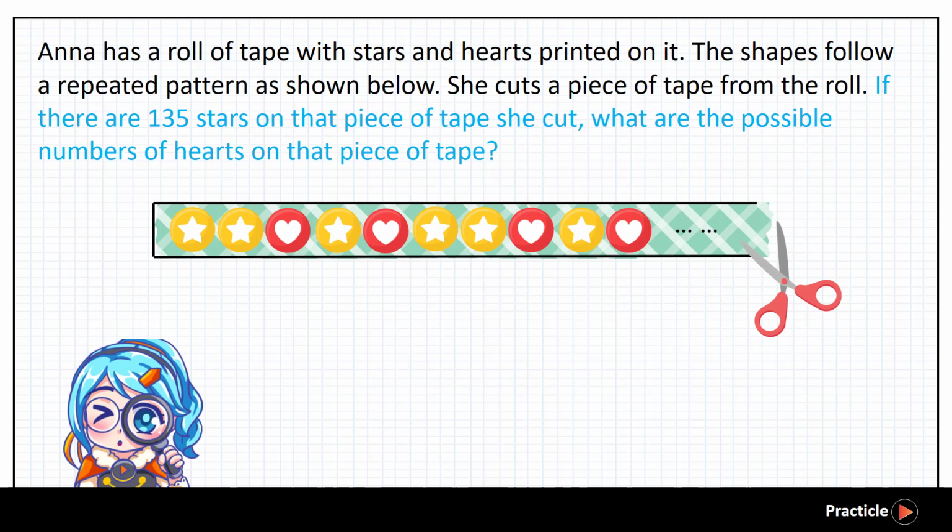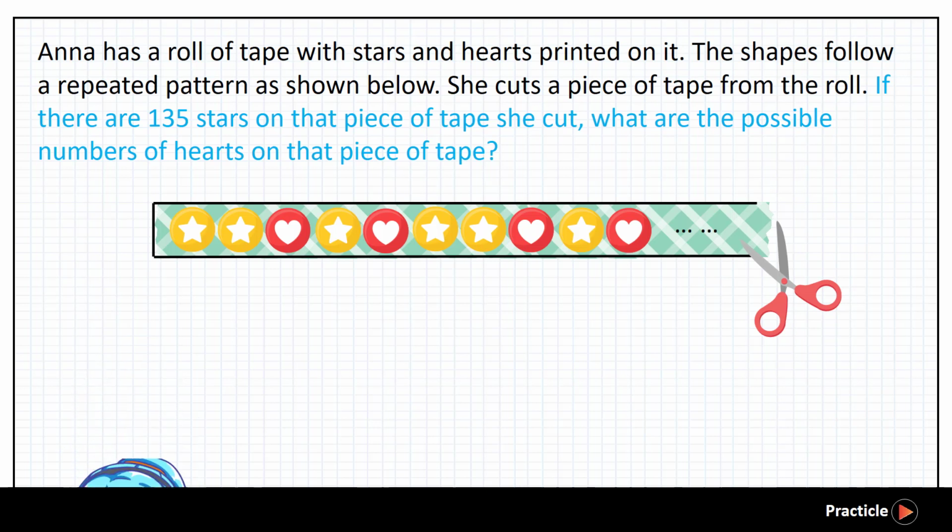Well, the key to solving this question is to think in terms of groups, alright? Since we know that the pattern repeats after every 5 shapes, let's put these 5 shapes into one group, okay? How many stars do we have in one group? We have 1, 2, 3 stars, correct?